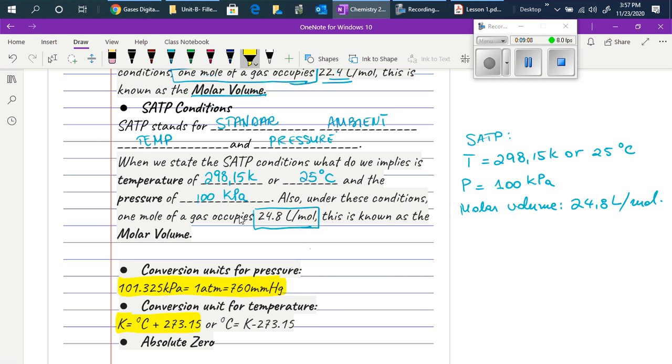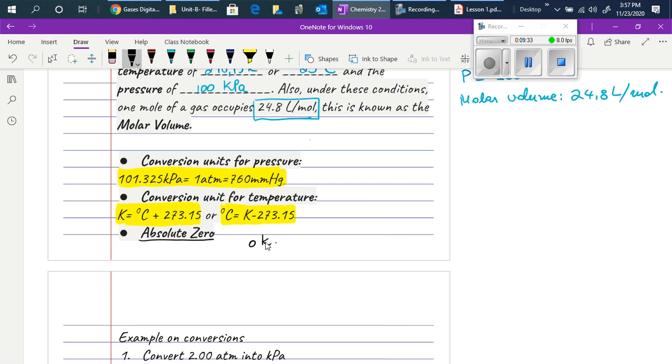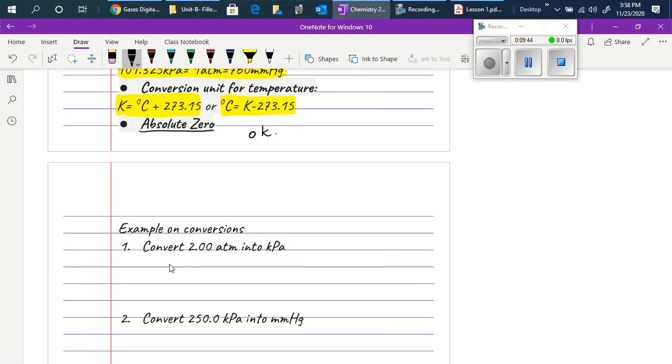And then in terms of the temperature, if we know Celsius and we want to figure out what it is in Kelvin, then we add 273.15. And if we know Kelvin and we want to convert it into degrees Celsius, then we subtract 273.15. Absolute zero means 0 Kelvin. In theory, you cannot reach this temperature, but what it means is that nothing is moving.